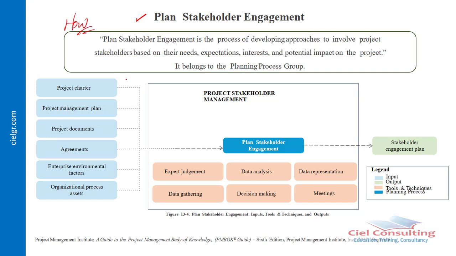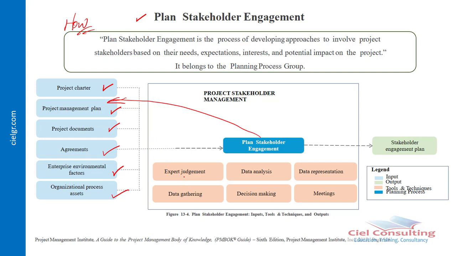That's what happens here. So the input would include the project charter, which of course already captures some of the list of our stakeholders, and then also the project management plan, of course, because after we have done this, we need to integrate it into the project management plan. Then also other project documents that will give us an idea of how to effectively manage our stakeholders. Then of course agreements also, because agreements would enable us to determine contractual obligations. This also gives us an idea of how to relate with our stakeholders, especially our vendors. Then enterprise environmental factors, which are factors that are not within our control, as well as the organizational process assets.